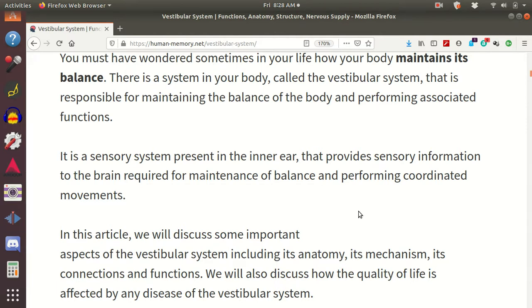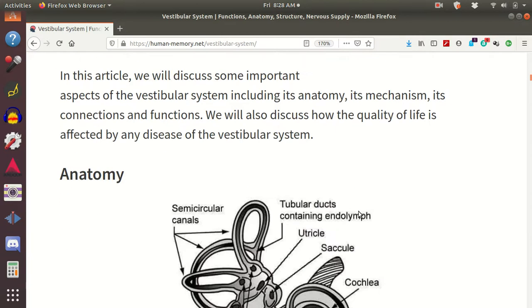That's very important. In this article, they're going to go through the different aspects of the vestibular system, including its anatomy, mechanism, connections, and functions. And they also mention how the quality of life is affected by the disease of the vestibular system.